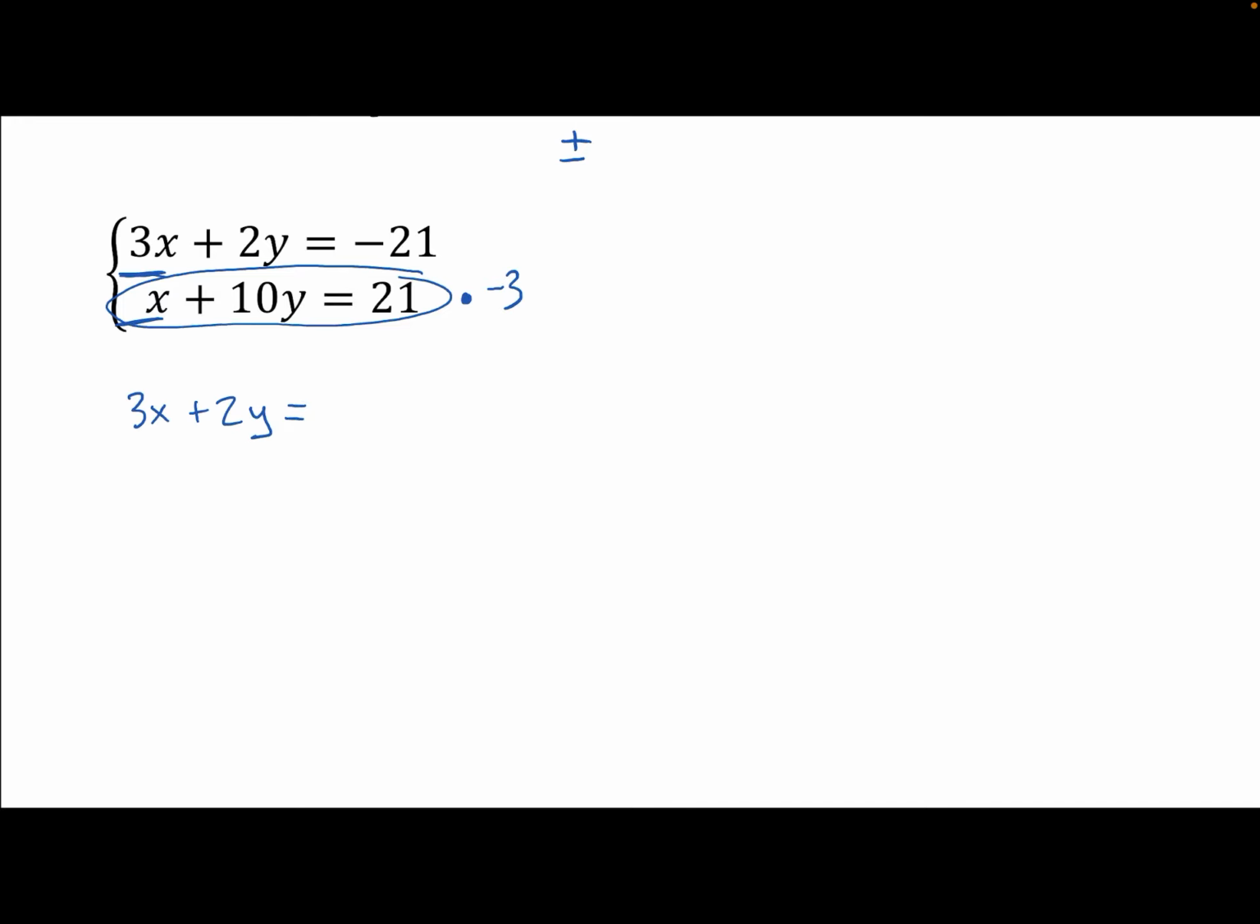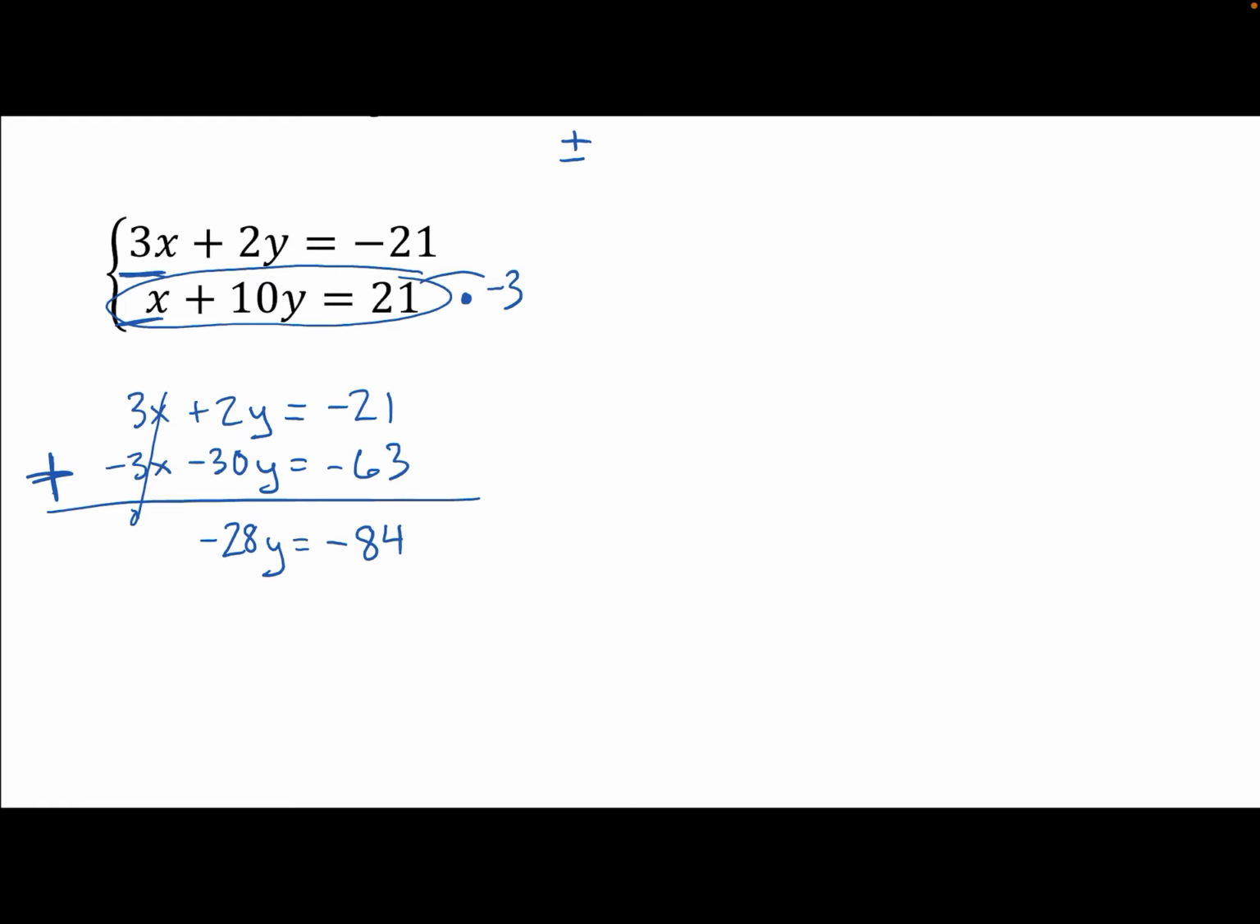So my top equation is the same, -21, and then I'm going to multiply that whole bottom equation by -3. So -30y. Even this number on this side is going to be multiplied by -3. So -63. And now that I have that, I'm ready to add my equations together. So the x's go to 0, so I don't even have to write any of that down underneath. And then I have 2y plus -30y, -28y, and then I add these two together and I get -84.